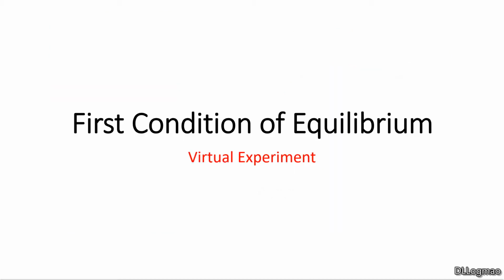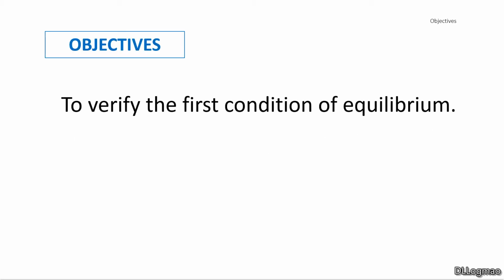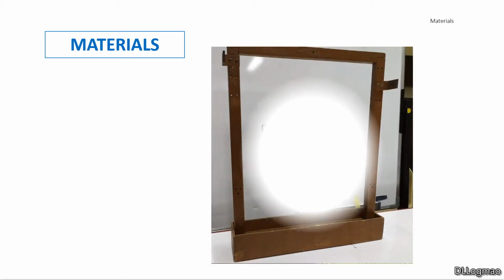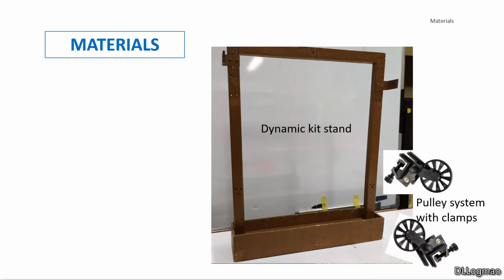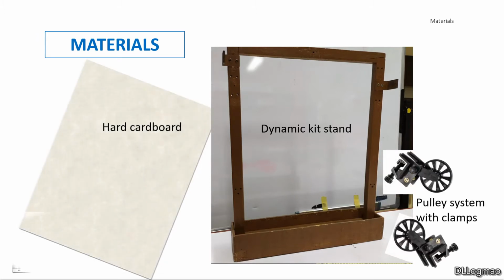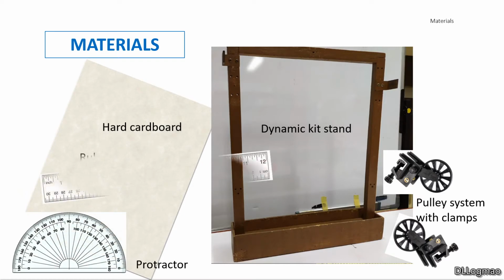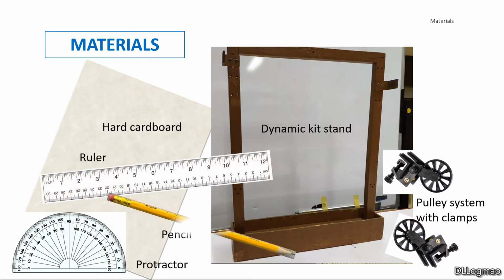Today, we will perform a virtual experiment on the first condition of equilibrium. The objective of the experiment is to verify the first condition of equilibrium. To attain this objective, the following materials are needed: the dynamic heat stand, pulley system with clamps, hard cardboard, protractor, ruler, pencil, and hook weights.